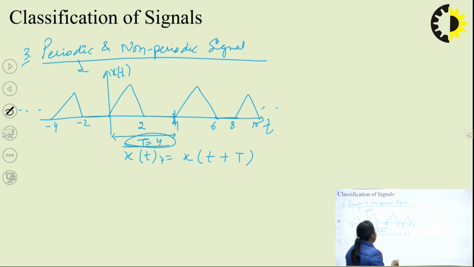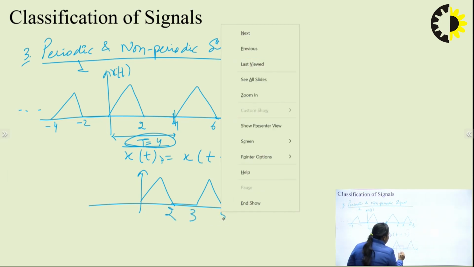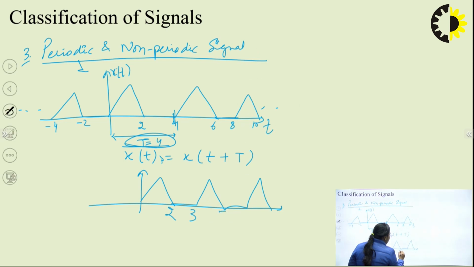And those signals which are not repeating, right, which are like this. Let's take the same signal as an example. This is 2, 3, then 5, 4, 6, let's say 7, let's say 8.